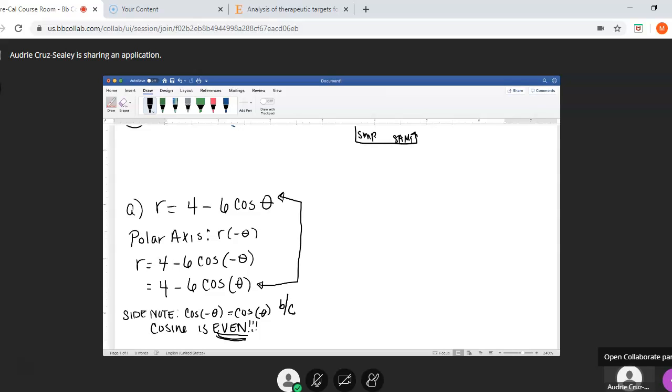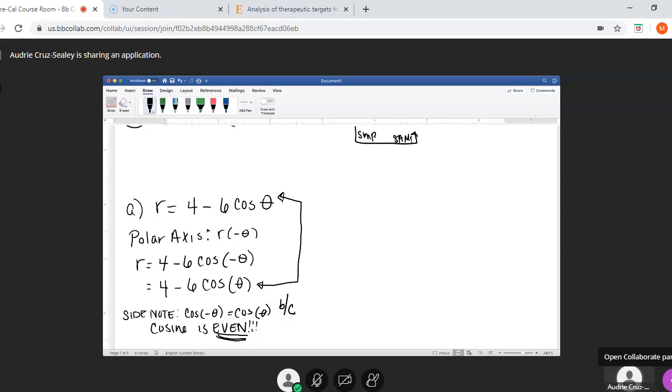Remember, cosine and secant are the only trig functions that are even. So if you have cosine of negative theta, you can just rewrite it as cosine of theta. You could just drop the negative inside of the angle because it's even. Cosine is even, so I simplified. If you look at what I have now and you look at what I started with, they are the same.